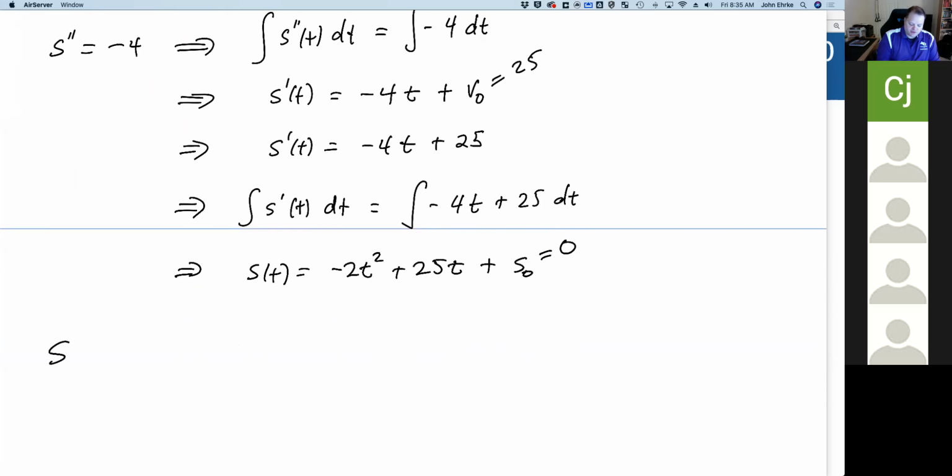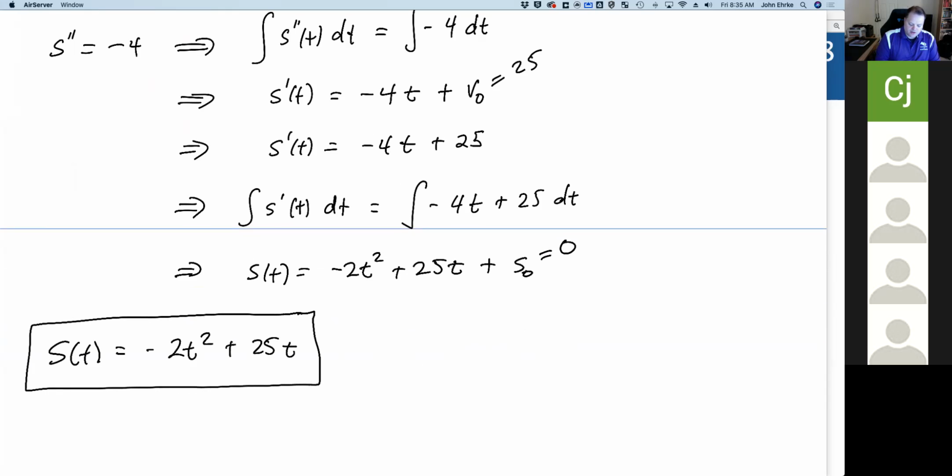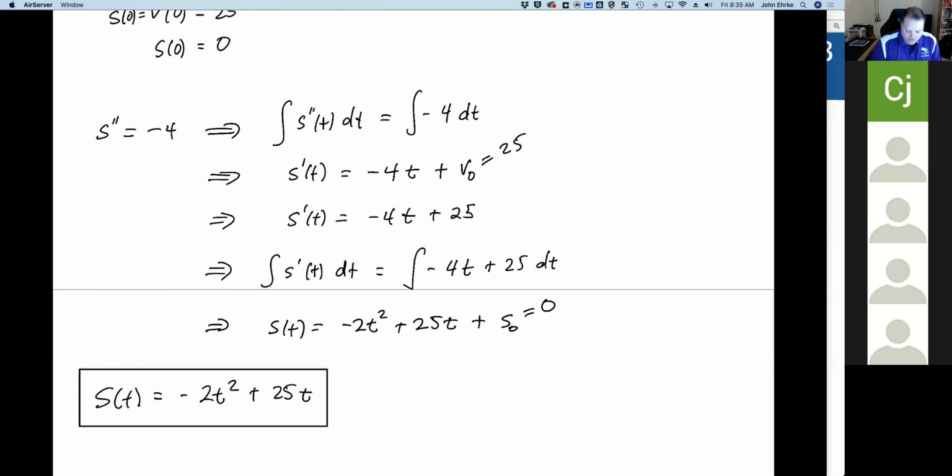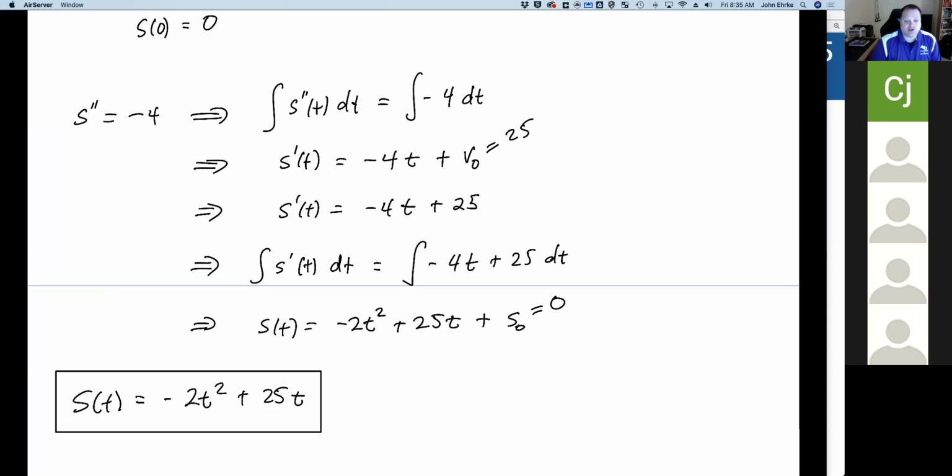So my position function, S of t, is -2t squared plus 25t plus 0. So that's my position function. Now, we haven't answered the question yet, but we've done a lot of the antiderivative calculus work at this point. The rest is just modeling, right? It's just interpreting what the question is asking us and getting the answer.